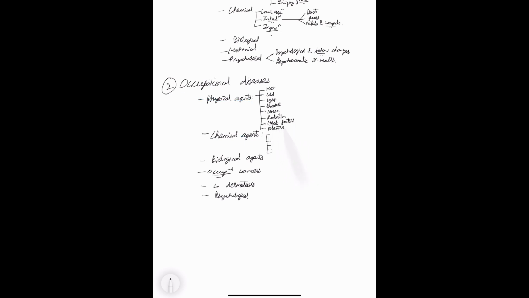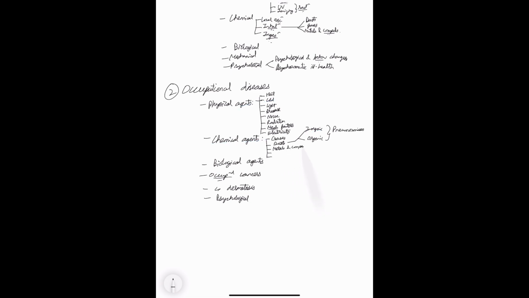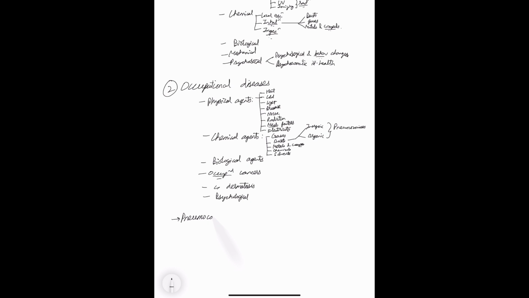Under chemical agents, we have gases, and we have dusts, which can be inorganic or organic particles. So broadly, we can categorize them as pneumoconiosis. Then metals and compounds, chemicals and solvents.